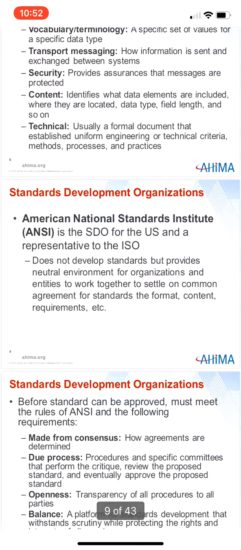The American National Standards Institute, or ANSI, is the SDO for the United States and is a representative to the ISO. It is helpful to think of the ISO like the United Nations and its ambassadors from recognized countries. So ANSI is for the US, Standards Australia for Australia, and the Japanese Standards Association for Japan, for example.